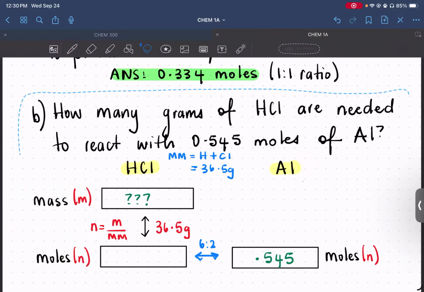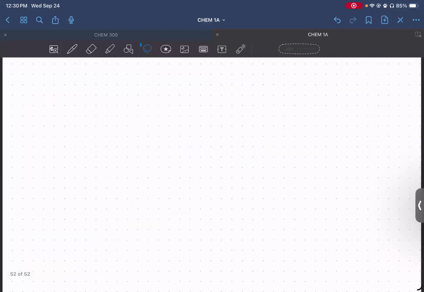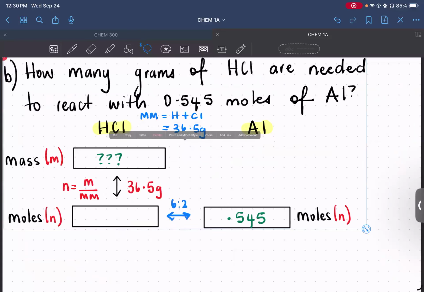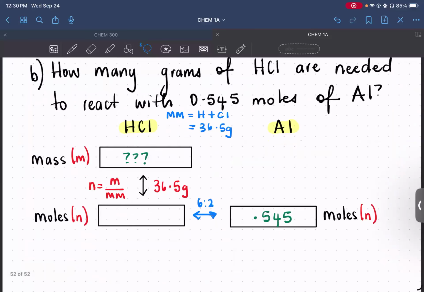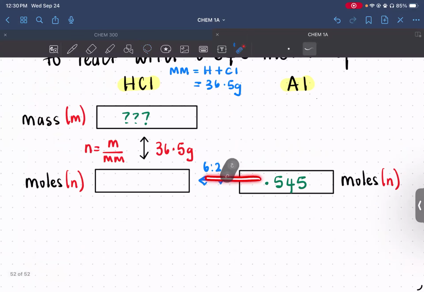All right. Now that I have this whole thing set up, I'm going to need more space, so I'll go to the next page. Like I said, the path ahead now remains clear. The first thing we're going to do is use the mole ratio. Then the second thing we're going to do is use the molar mass.